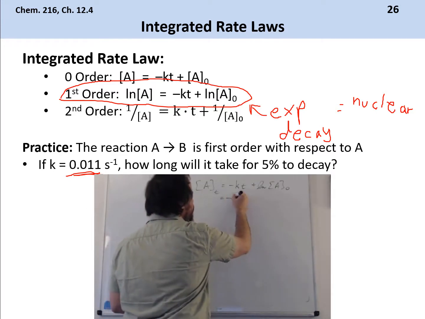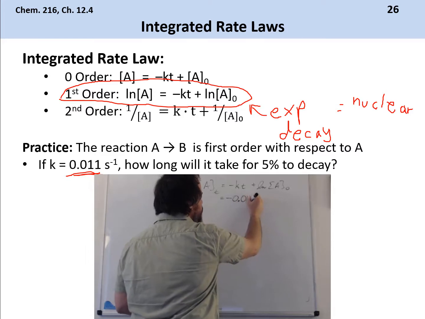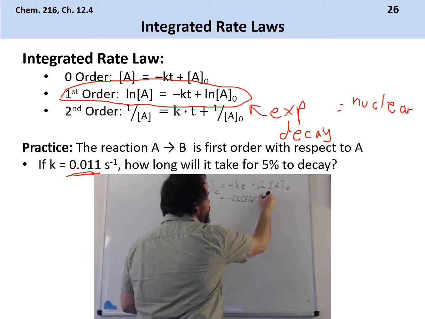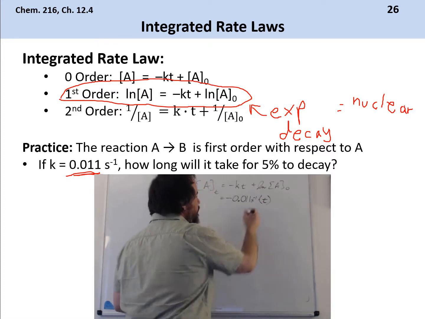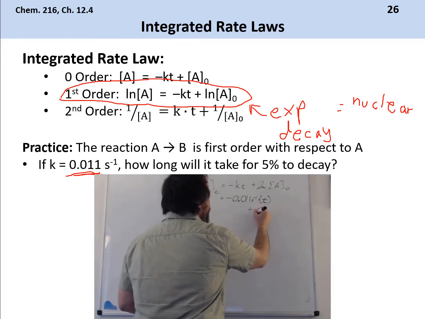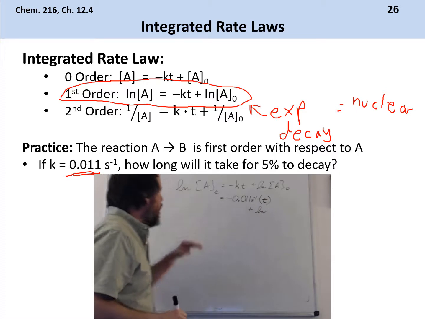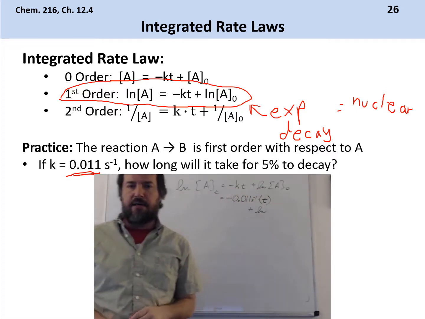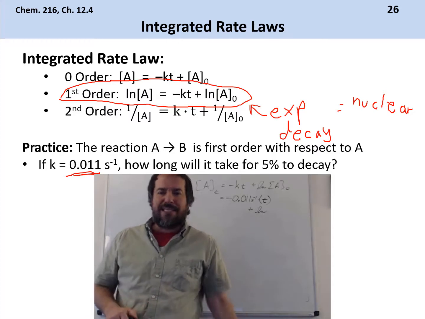All right, so let's plug in what we do know. We know the value for k. We don't know the value for t. That's what we're trying to find out. And we have our ln A_t and ln A naught. But it doesn't tell us anything else.